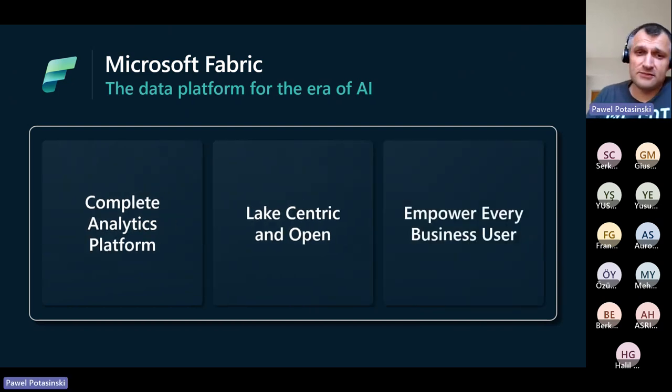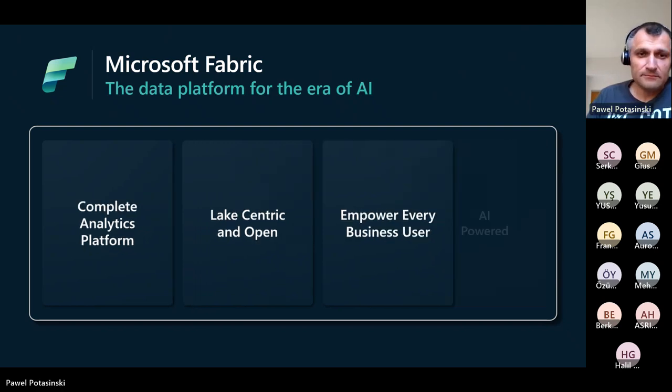The third pillar is to empower every business user. After all, data warehouses and data science projects are meaningless if we don't give data and information to people who need them to make business decisions. So we want to empower every single business user. We bring lots of stuff in there. You will see that also in a moment.